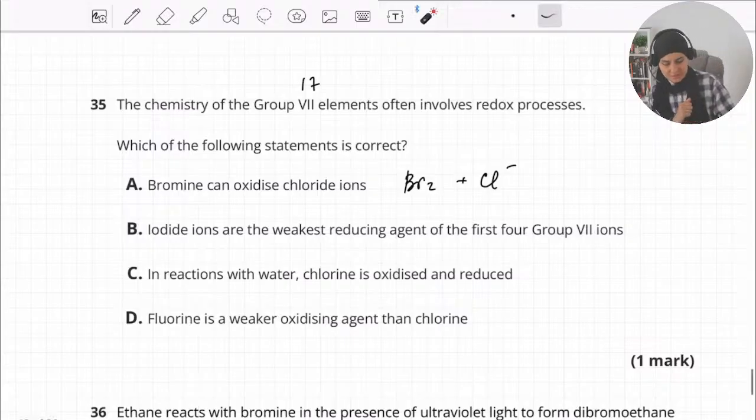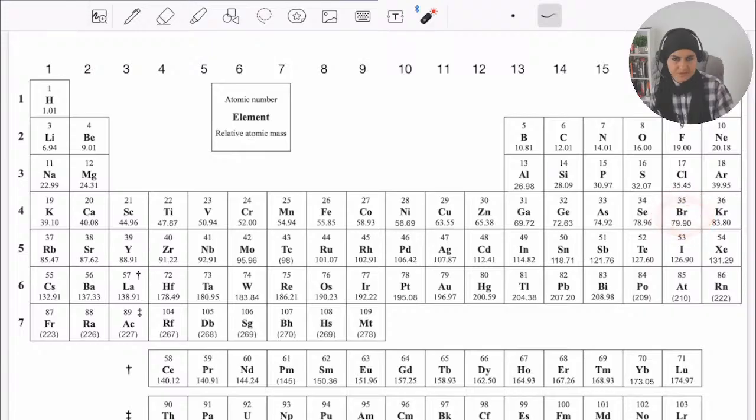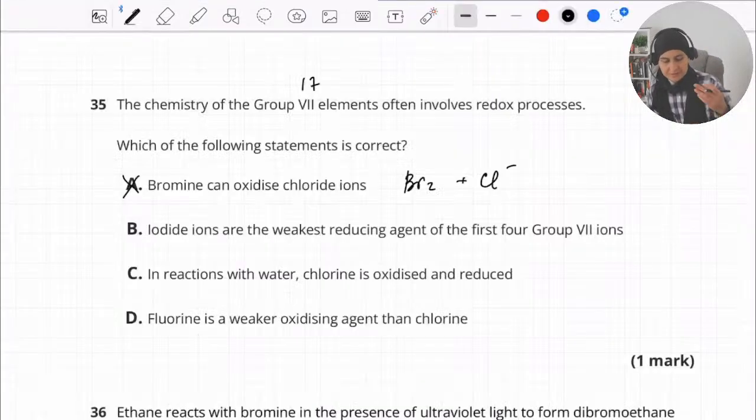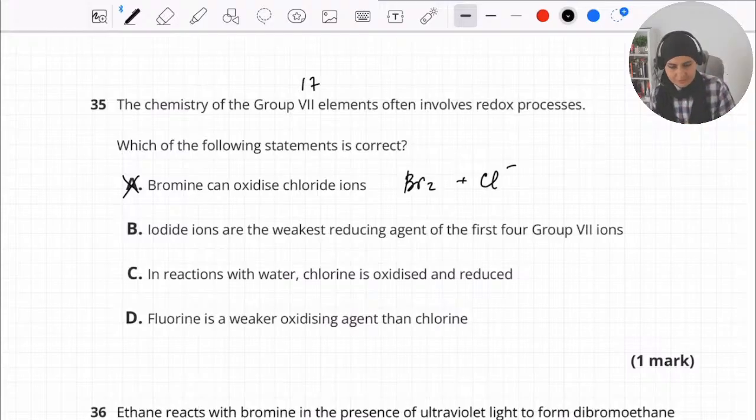Yeah, so this is the halogen. This is a salt of a halogen, NaCl, NaBr. Bromine would react and displace Cl minus if bromine is more reactive. But bromine is not more reactive because it's below chlorine in the periodic table, and reactivity of halogens decreases down the group. So the reaction will not happen because bromine is less reactive than chlorine.